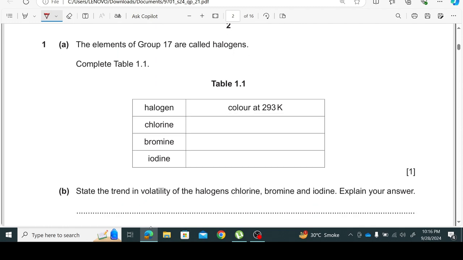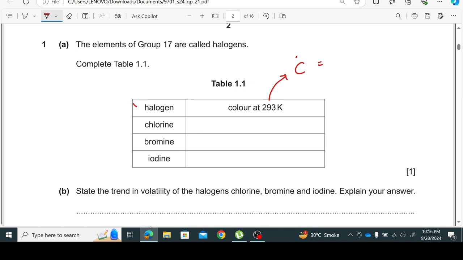The elements of group 17 are called halogens, and we have to complete the table. Table 1.1 is given, and we have to write their colors. It is mentioned 293 K, and if you convert 293 K into Celsius, it is approximately room temperature. This is a low order, very simple question. You have to write their colors.